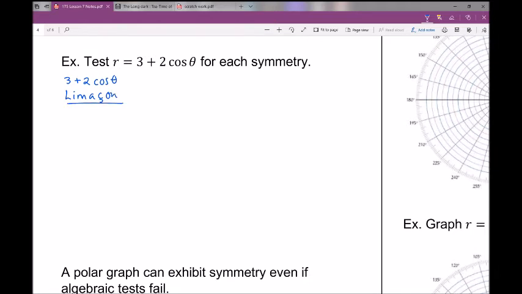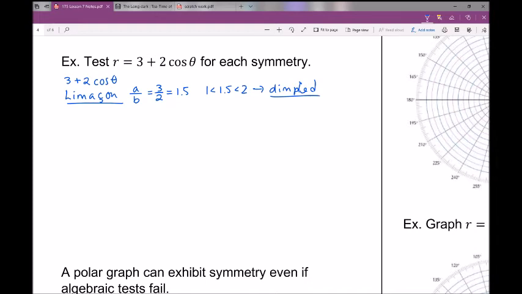So it's a limaçon, and if we take the ratio of a to b, a over b, that's equal to 3 over 2, which is 1.5, and 1.5 is in between 1 and 2. So what this tells us is that we have a dimpled limaçon. If you were to graph this in a calculator or by hand, you would see that it looks like a circle with a little bump in it. Alright, so now let's see what kind of symmetry this has.